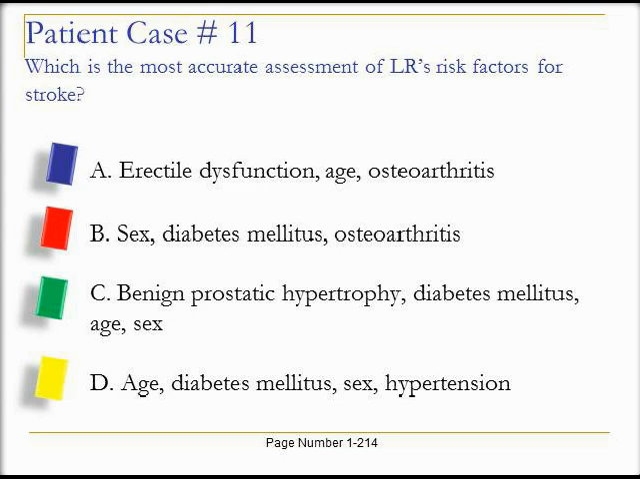So what's the most accurate assessment of his risk factors? Is it A, erectile dysfunction, age, and osteoarthritis? B, sex, diabetes mellitus, osteoarthritis? C, BPH, diabetes, age, and sex? Or D, age, diabetes, sex, and hypertension? Just waiting for me to read out that D.